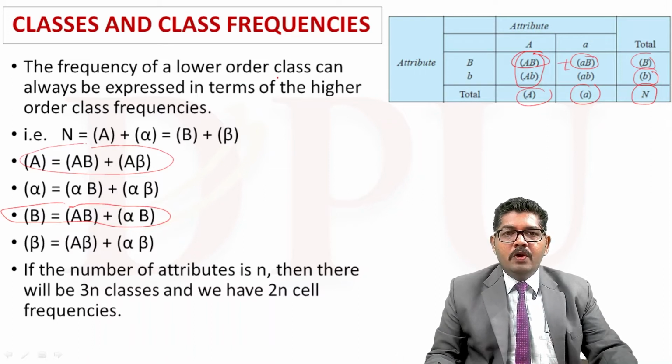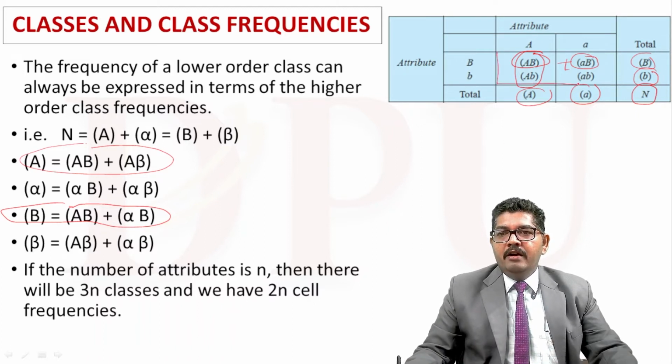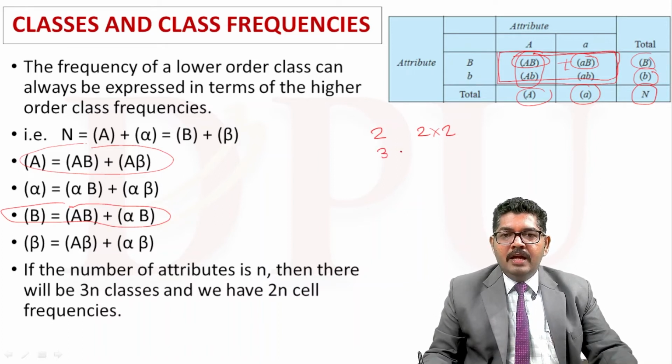So the frequency of a lower order class can always be expressed in terms of the higher order class frequencies. If the number of attributes is n, then there will be 3^n classes, and we have 2^n cell frequencies. So this is a 2 by 2 matrix. If the number of attributes is 2, then it will be a 2 by 2 matrix inside. So this particular matrix I am talking about is a 2 by 2 matrix. If the number of classes is 3, then it will be a 3 by 2 matrix, like this.